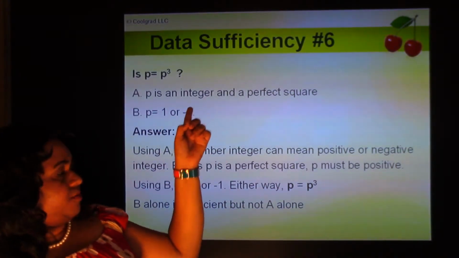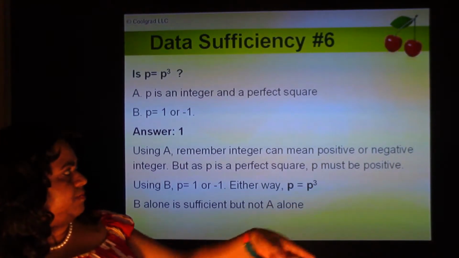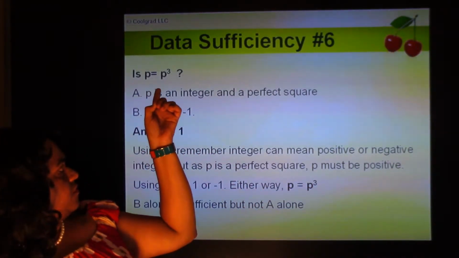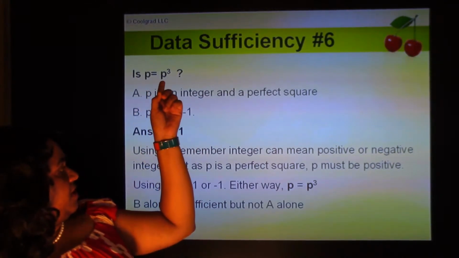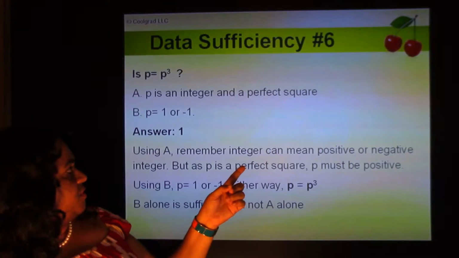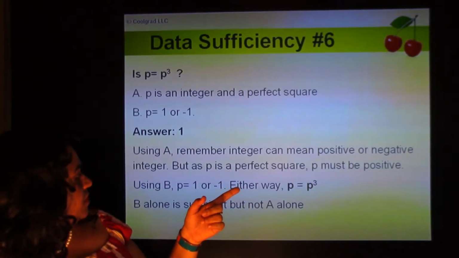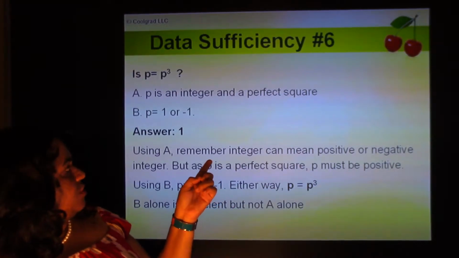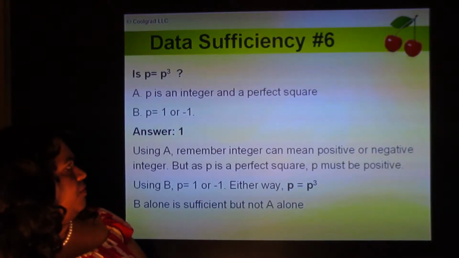So P is an integer, but it can be a positive or negative integer. P is a perfect square, so P must be positive. All we know is the number is a perfect square and an integer. So that's not enough data to say if P equal to P cube.